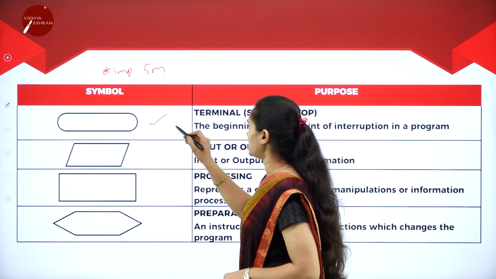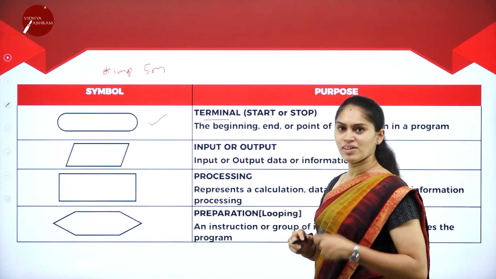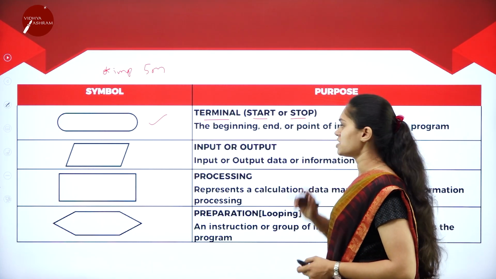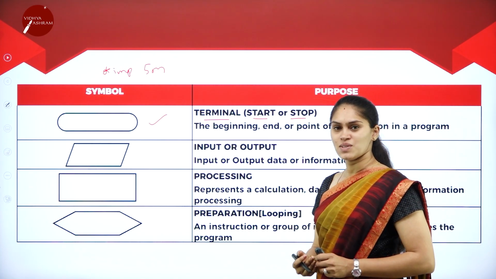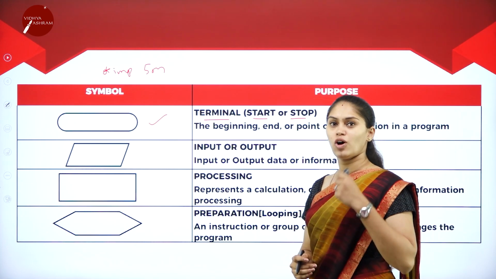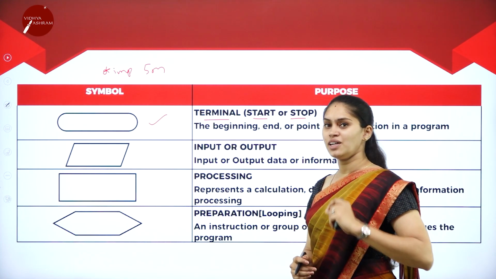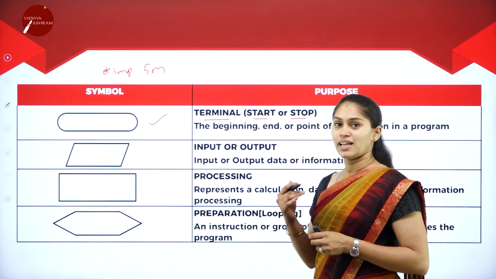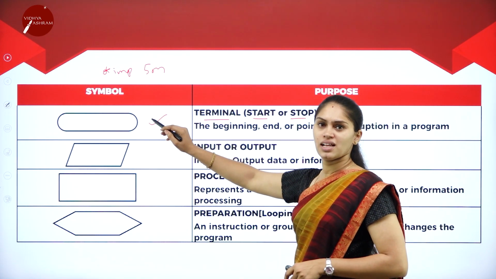So this symbol, that is the terminal. Why do we require this terminal? That is to indicate start or stop. As we discussed in algorithms, the first and last steps must always be the same, that is start and stop. Then how do we use start and stop in the flowchart? That is with the help of this terminal symbol.